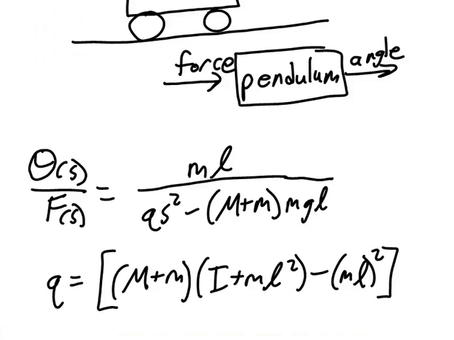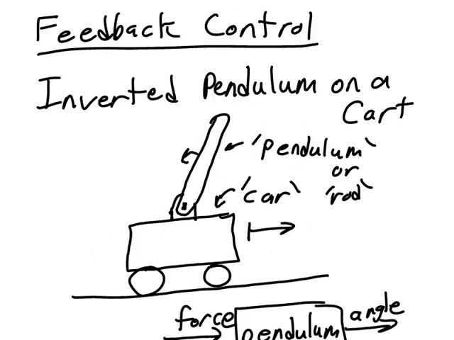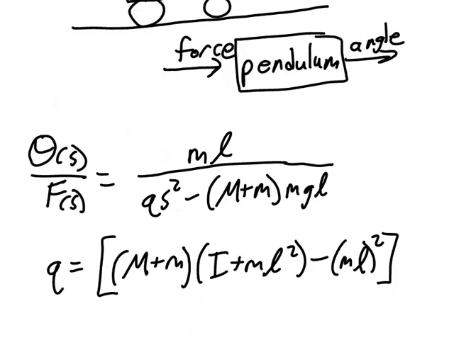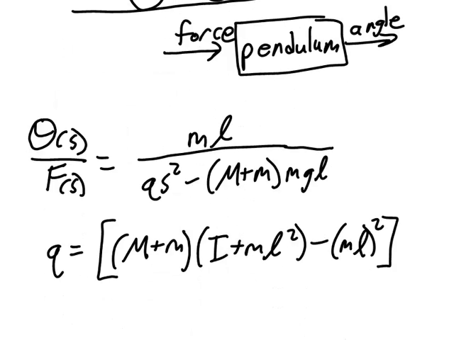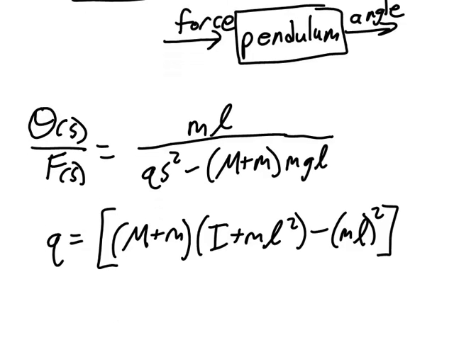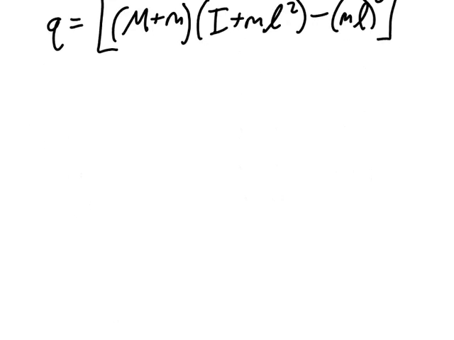So we need some feedback. Let's suppose that on this pendulum we are going to mount an accelerometer. This accelerometer will detect the angle of the rod and will convert it to a voltage. Let's add the accelerometer into our block diagram.